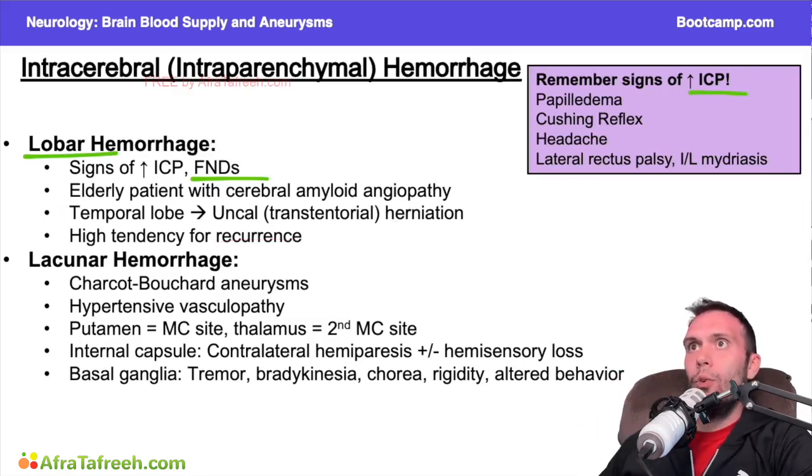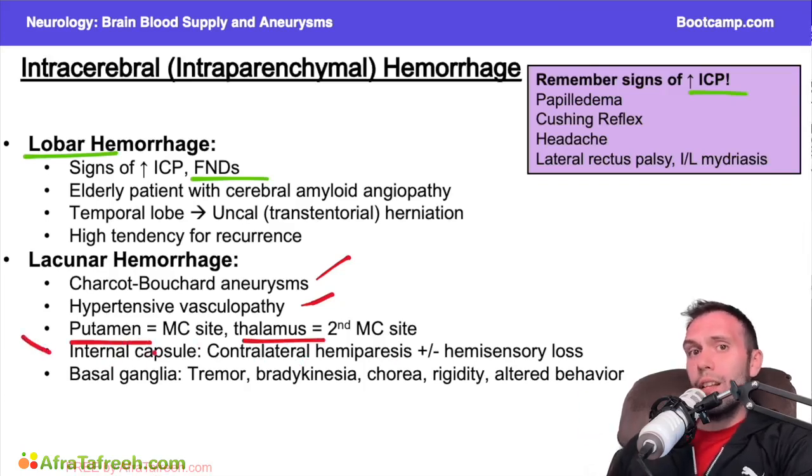All right, and then lacunar hemorrhages, I feel like we've talked about this a couple times. Charcot-Bouchard aneurysms are classic. You get the fibrinoid necrosis from the chronic hypertension, the chronic hypertensive vasculopathy, and eventually these are prone to rupture. Putamen is a very classic site, also the thalamus. Internal capsule, we talked about the findings for internal capsular lesions. It can be anywhere from a pure motor lesion. Sensory lesion would be more classic for the thalamus, but can also be observed in internal capsular injury.